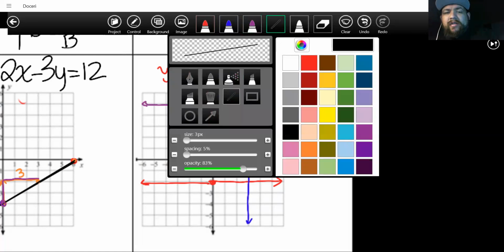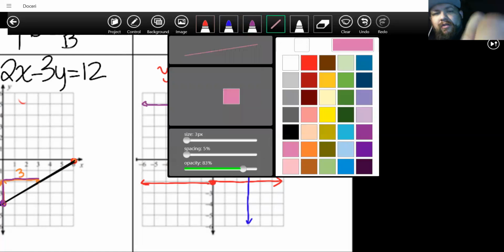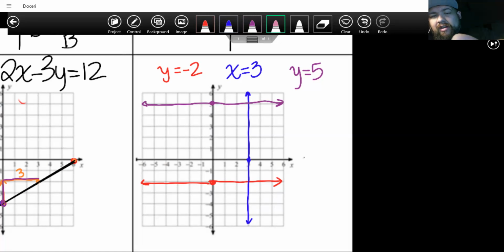And then our final one, let's go ahead and do pink. Let's pick pink. And we're going to do an x value. Let's choose it to be -3. We'll try -3 for this one. So this follows x equals a number, which is a vertical line at -3 for any value of y.